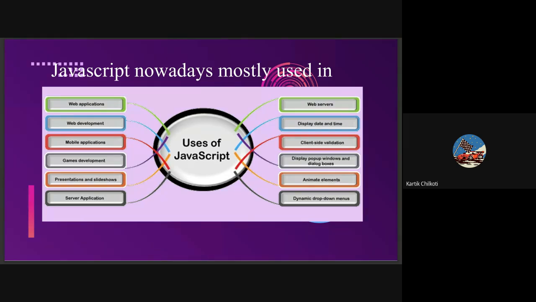Moving forward, in this chart we can see what the uses of JavaScript are. JavaScript can also be used for machine learning models, database connections, and server connections. Looking at your screen, JavaScript is basically used in web applications, web development, mobile applications, game development, presentations and slideshows, and server applications.